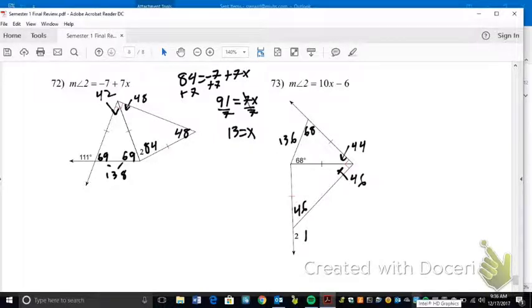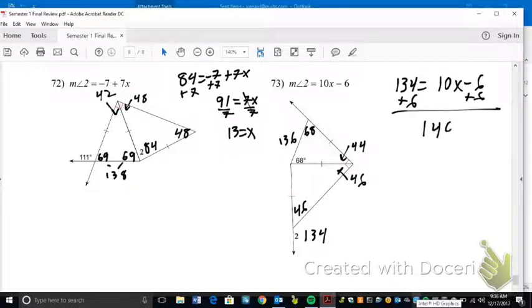Here is a new one. It is an exterior angle, which means it is going to be supplementary to that interior angle right next to it. 180 minus 46 is 134. Plug that in for the measure of angle 2. 134 equals 10x minus 6. Add 6 to both sides. We get 140 equals 10x. 140 divided by 10 is 14. So 14 equals x.